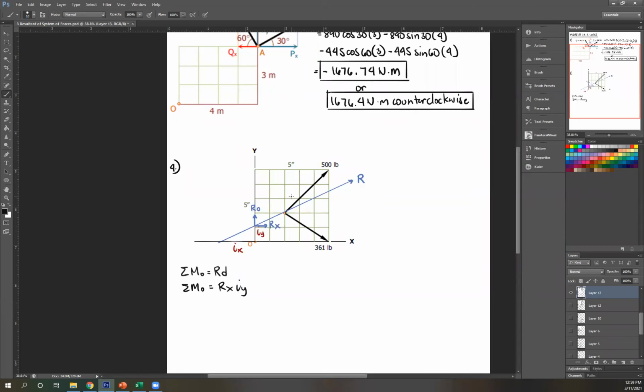In the same way, if I put my components here, then this is RY, this is RX. RX passes through O, so it is ignored in the summation.